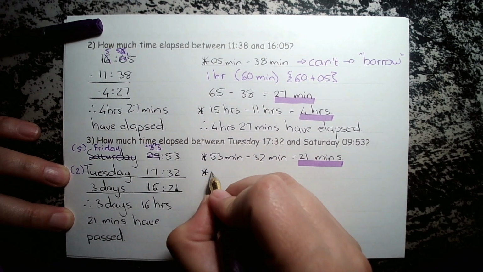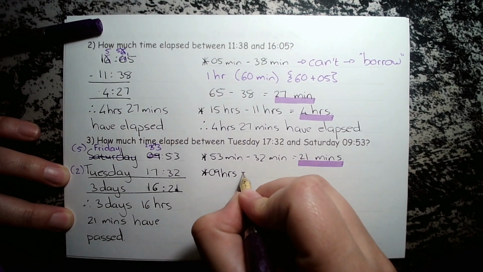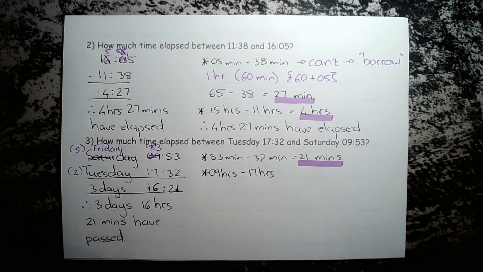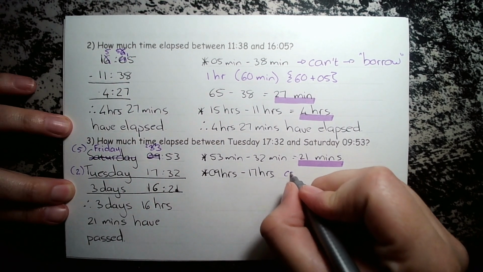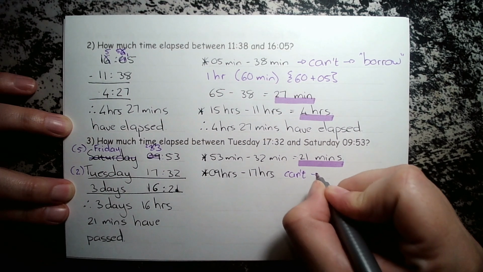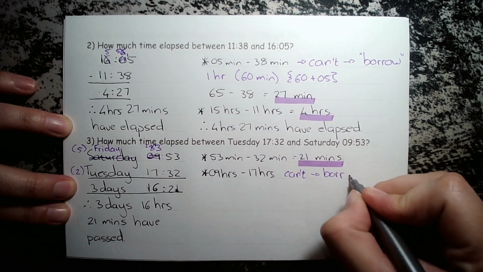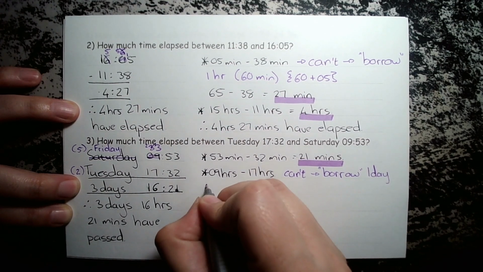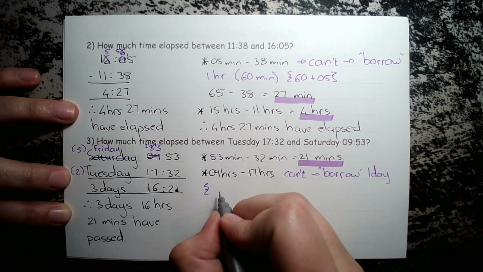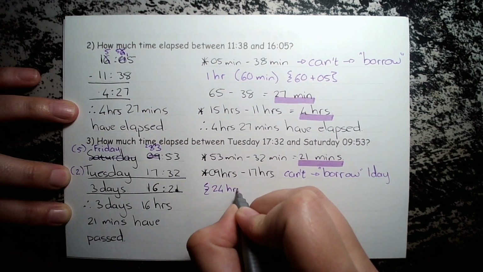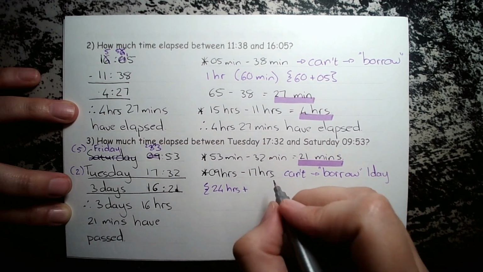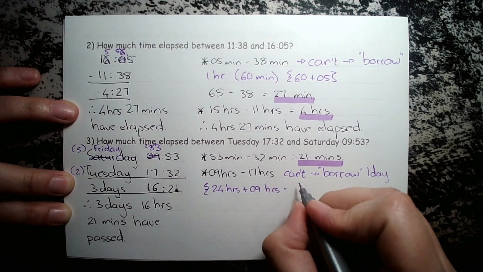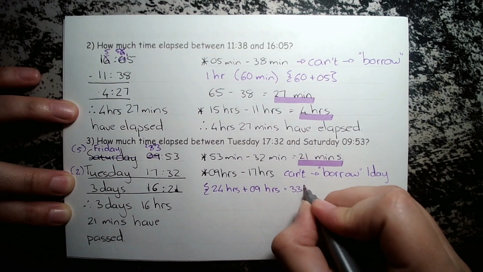Next are hours. 9 hours minus 17 hours. And now we run into our same problem as previous. We can't. So we borrow 1 day. So that means that we are borrowing 24 hours plus that 9 hours that we have. And that gives us 33 hours.